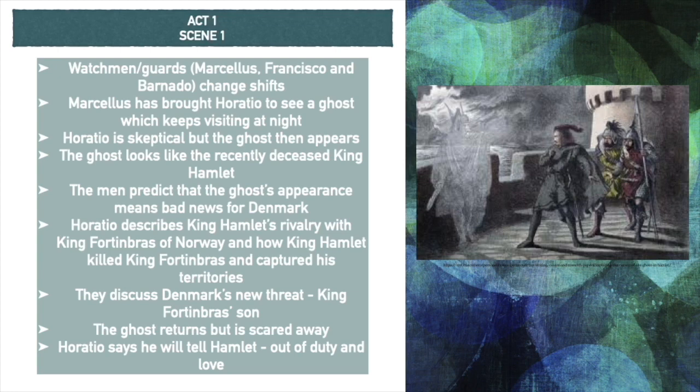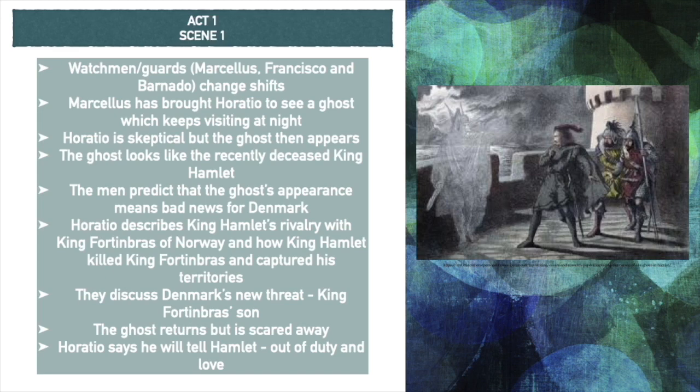And while they're talking, Horatio describes King Hamlet's rivalry with King Fortinbras of Norway and how King Hamlet killed King Fortinbras and captured his territories. So we are alerted to the goings on in Denmark and the history that leads to the current threat. The reason the guards are on watch is that King Fortinbras's son, who is also called Fortinbras, is Denmark's new threat.